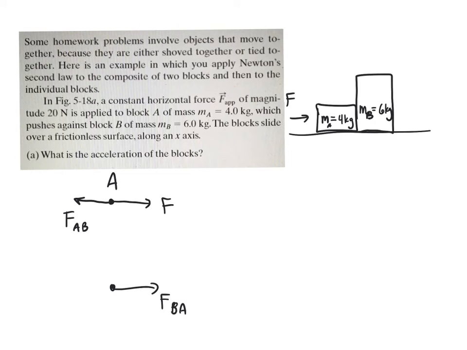A free body diagram is a diagram of all forces acting directly on the object. Block A is what pushes block B. The force pushes block A. But the force does not, it's like in Star Wars, the force does not push block B. It does not push block B. It's the force from block A that acts on block B.